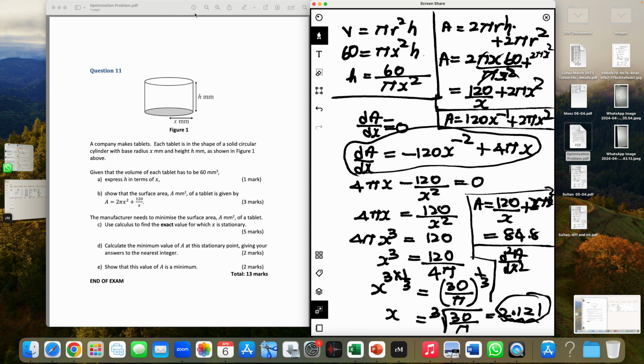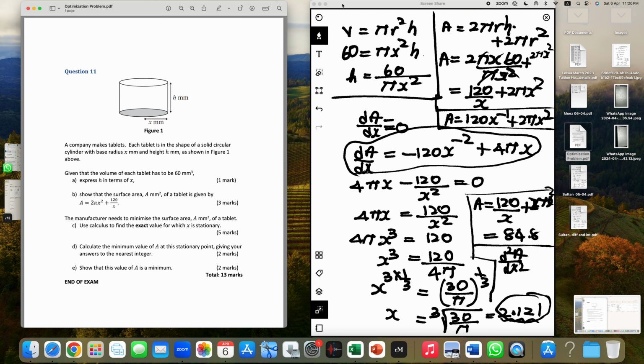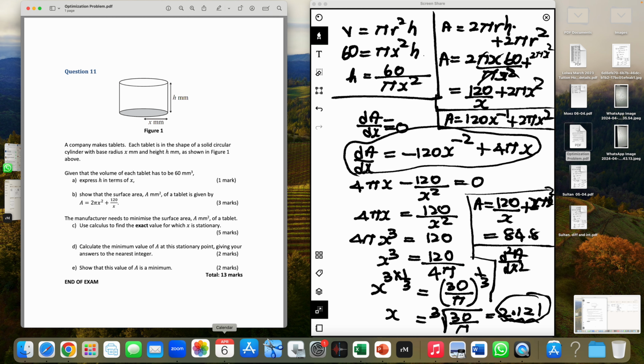Part C was to use the calculator to find x. Then part D: calculate the minimum value of A. Area is equal to 120 x to the power of minus 1 plus 2 pi x squared. So whatever value you got, you substitute there. When substituting into 120 over x plus 2 pi x squared, I have already previously substituted and found it out. It is 84.8.